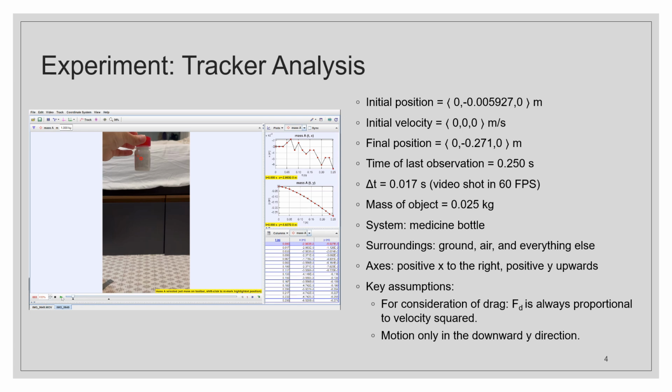The initial conditions from tracker are noted on the slide. The system is the medicine bottle, and the surroundings are the ground, air, and everything else around it. I define the axes as positive x to the right and positive y upwards. In this case, because the medicine bottle moves downward, it is moving in the negative y direction. The key assumptions of this experiment are that Fd is always proportional to velocity squared for the computational model that accounts for drag. Also, it is assumed that there is motion only in the y-axis.